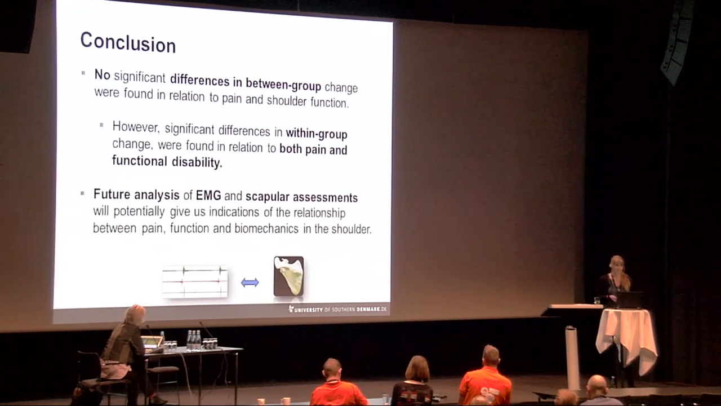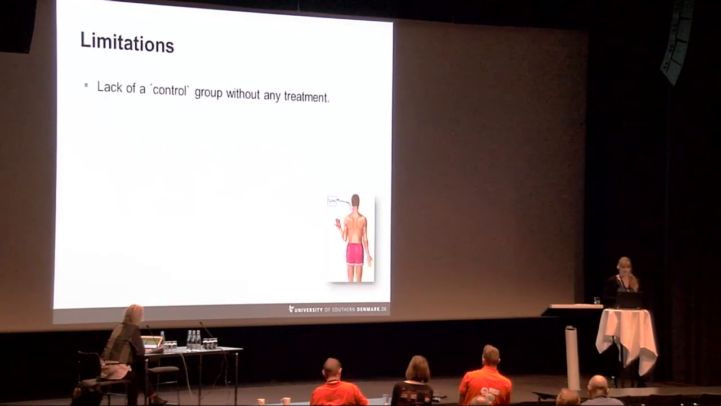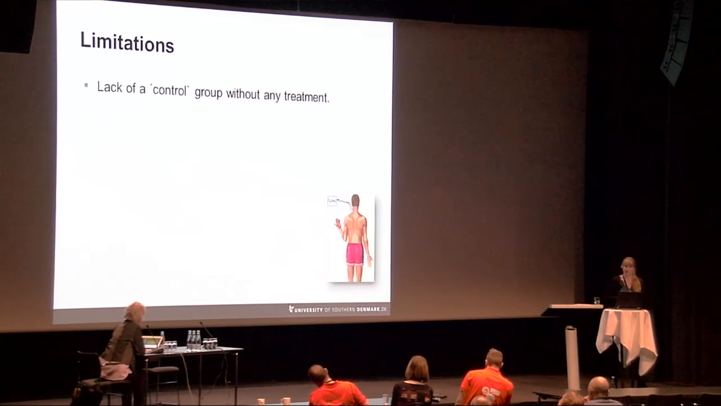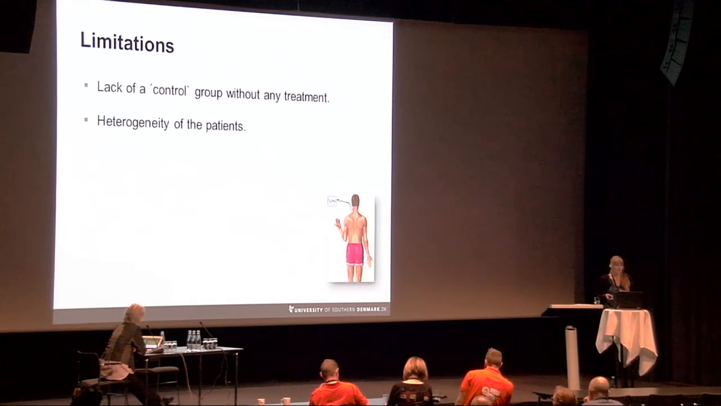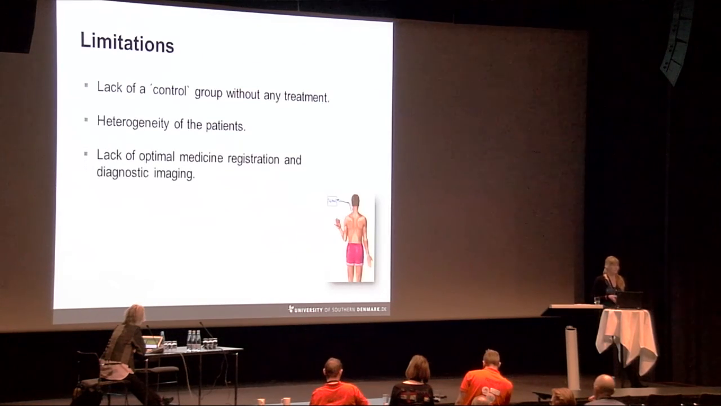This study has some limitations, however. There's a lack of a control group without any treatment, which could have provided us with insight into possible placebo effects or spontaneous tissue healing. There's a large heterogeneity of the patients, with a large age span, different social status, working conditions, besides multiple reasons for developing their impingement symptoms. And a relevant question is, would the results have been different if patients' eligibility also was related to positive signs of scapular dyskinesis? And there was a lack of optimal medicine registration and diagnostic imaging.